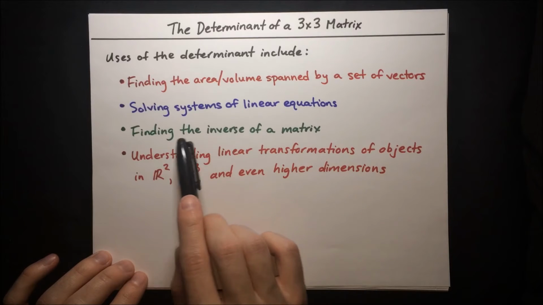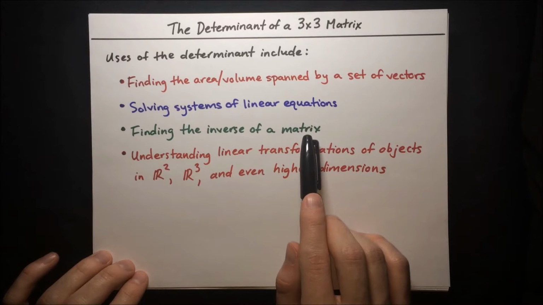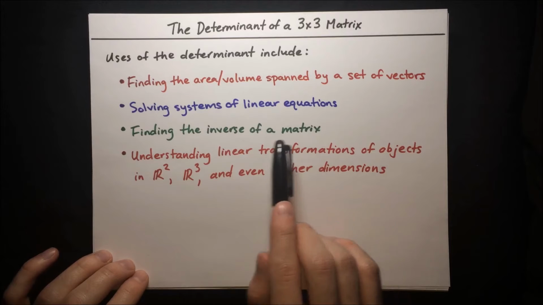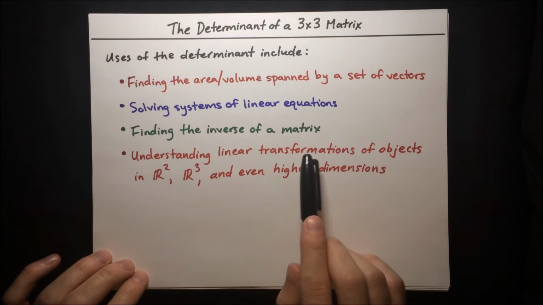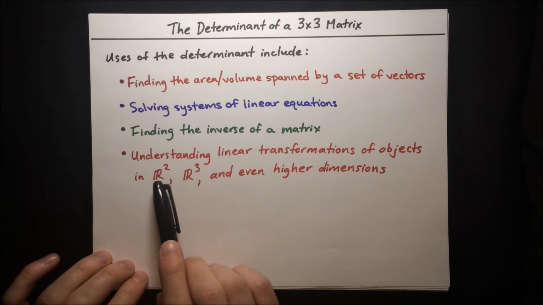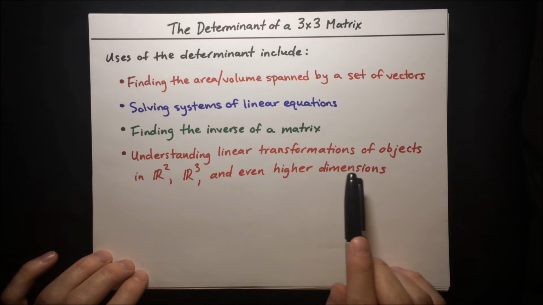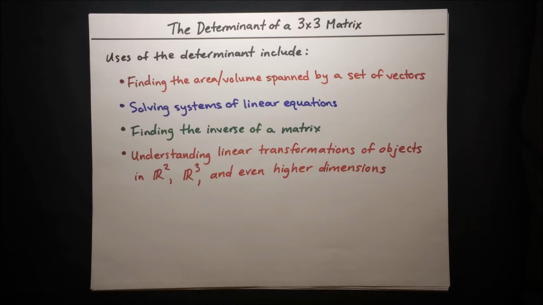We can use it to find the inverse of a matrix, and if you don't know what that is, you will soon. And we can also use it to understand linear transformations of objects in R2, R3, and even higher dimensional space. There really are tons of applications of the determinant, but for now we're going to focus only on the mechanical procedure. The applications will come later once we've mastered the procedure.